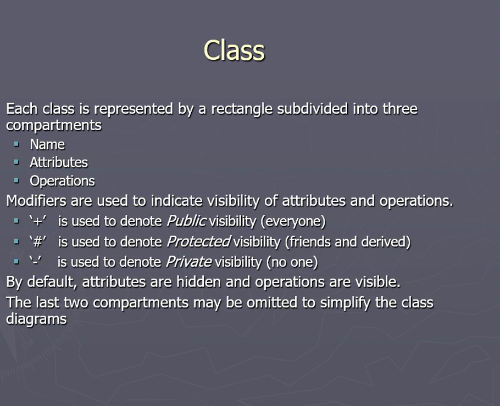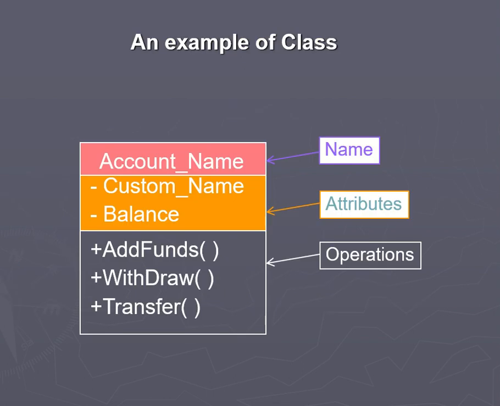In this notation, each class is represented by the name, attributes and operations, and modifiers are used to indicate visibility of the attributes and operations. The plus sign is used to denote public visibility, the hash is used to denote protected visibility, and the minus is used to denote private visibility. By default attributes are hidden and operations are visible. The last two compartments may be omitted to simplify the class diagram.